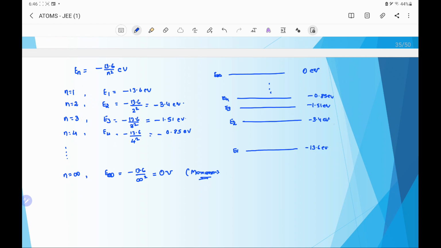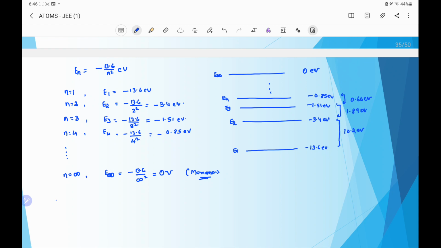If we consider the difference between the energy levels, because many problems are asked on the basis of the difference in the energy, this energy difference between the first and second orbit is around 10.2 electron volt. Energy difference between the second and the third orbit is around 1.89 electron volt, and from E3 to E4 there is an energy difference of 0.66 electron volt.